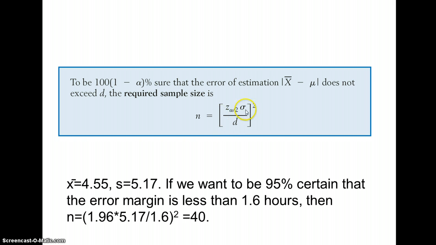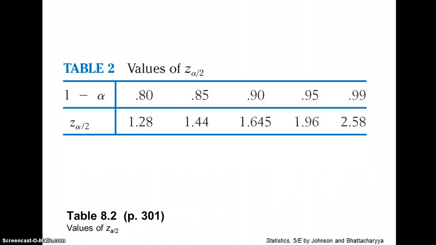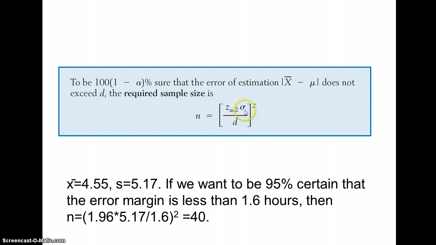So I'm going to skip it here, and let me just show you how to use the formula to find the sample size. Plug into the formula z half of alpha. Again, you are 95% sure. Using the table one more time, 95% sure is 1.96, and then 1.96 times sigma, which is not available, so we use 5.17, and then divide by d. D here means error margin, which is 1.6. So divide by 1.6, and then take the square, you get 40. Actually you get about 40.08, so the sample size is about 40.